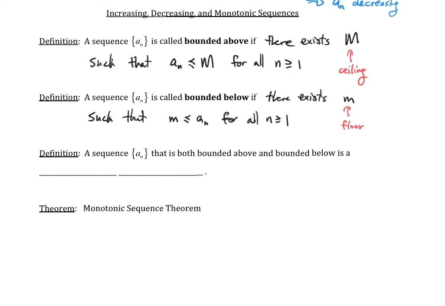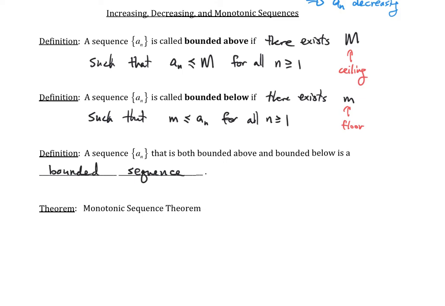Okay, so if it's bounded from above, that means there's a ceiling to how big it can get. If it's bounded from below, that means there's a floor for how small it can get. A sequence that is both bounded from above and bounded from below is called a bounded sequence. All right, cool. So now we're ready to learn about the monotonic sequence theorem.